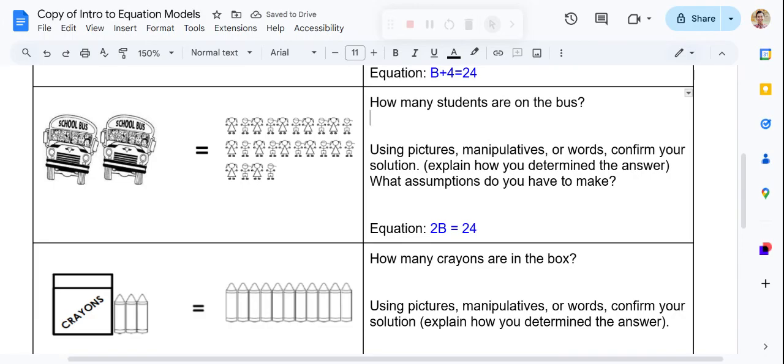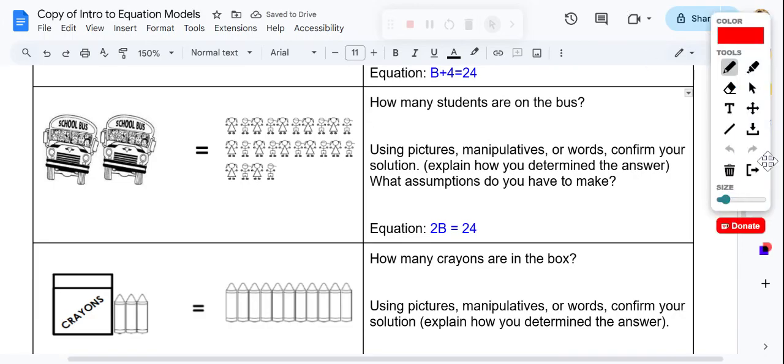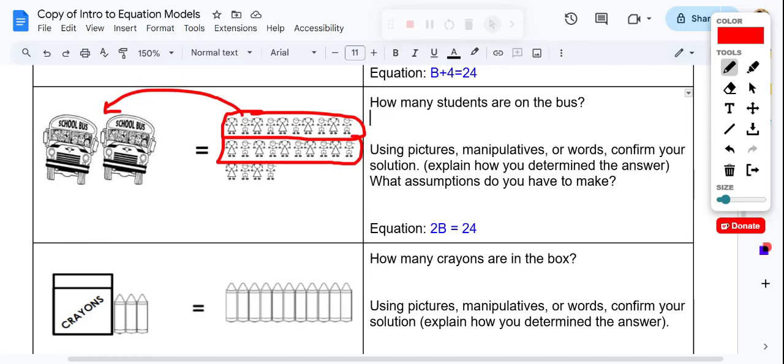So how many students are on the bus? I'm going to split this group of students in half and put them on each bus. I know that this row is 10, so we can put 10 students in this first bus, 10 students in the second bus, and then split up these 4. So 2 more students go in here and 2 more students go in here. That would be the 24 students split up. So that would be 12 total in each bus. Or some of you guys might just know that 24 divided into 2 buses is 12.